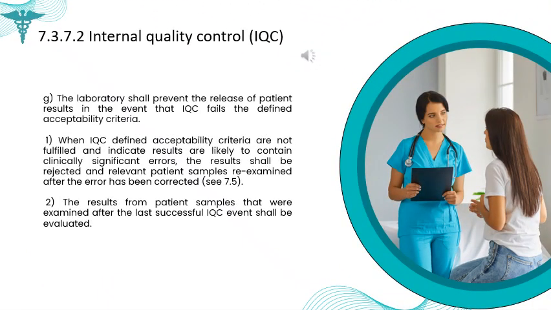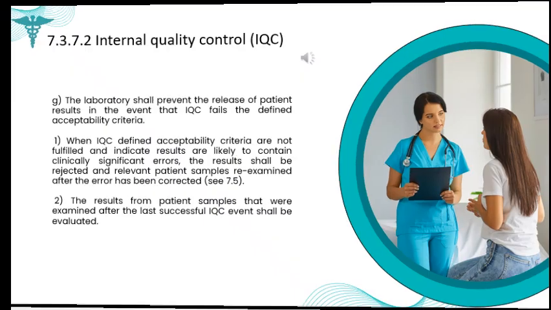The laboratory must ensure that patient results are not released if internal quality control, IQC, fails to meet the defined acceptability criteria. If IQC results fall outside the acceptable limits and suggest that patient results may contain clinically significant errors, those results must be rejected. The affected patient samples must be retested once the issue has been identified and corrected, as outlined in Section 7.5. Additionally, all patient samples that were processed after the last successful IQC event must be reviewed to determine whether their results may have been affected.